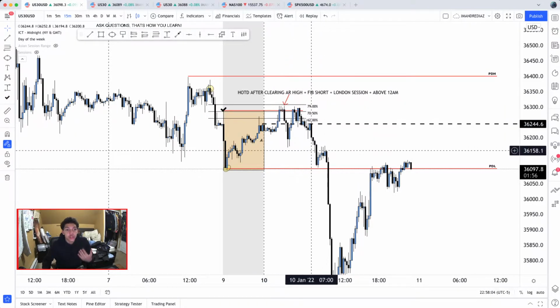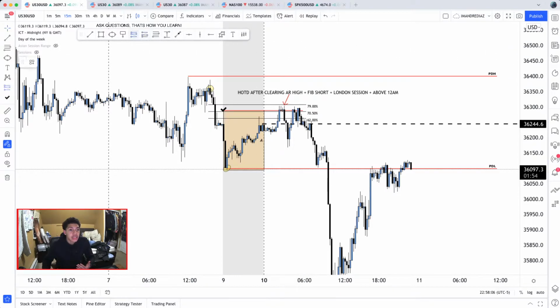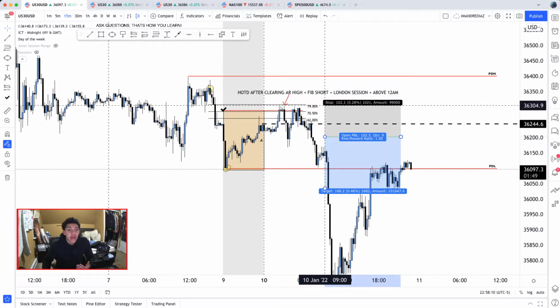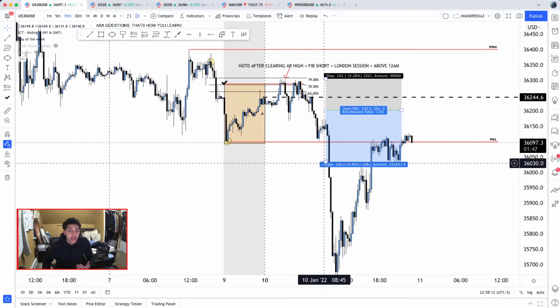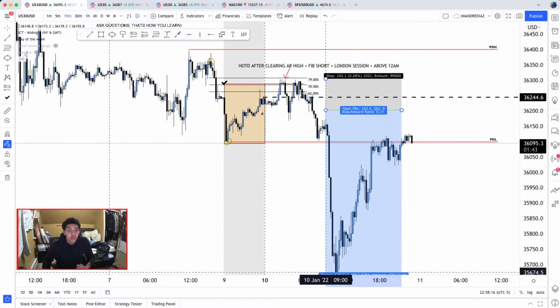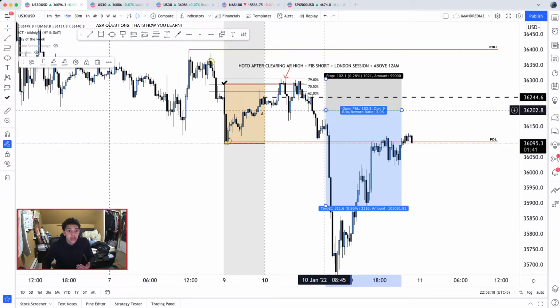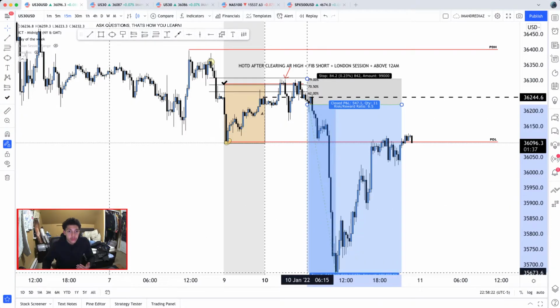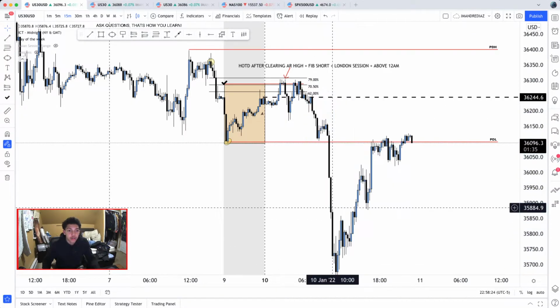So say you were to look to short, if you would have just had a stop loss anywhere above this area, anticipating that this was the high of the day, you would have been able to catch a big expansion to the downside. Even if you would have had a 100 pip stop loss, you still would have been able to have a 1 to 5. And say if you would have had even a smaller stop loss, you could have potentially had 1 to 6 trades. It could have been very crazy.